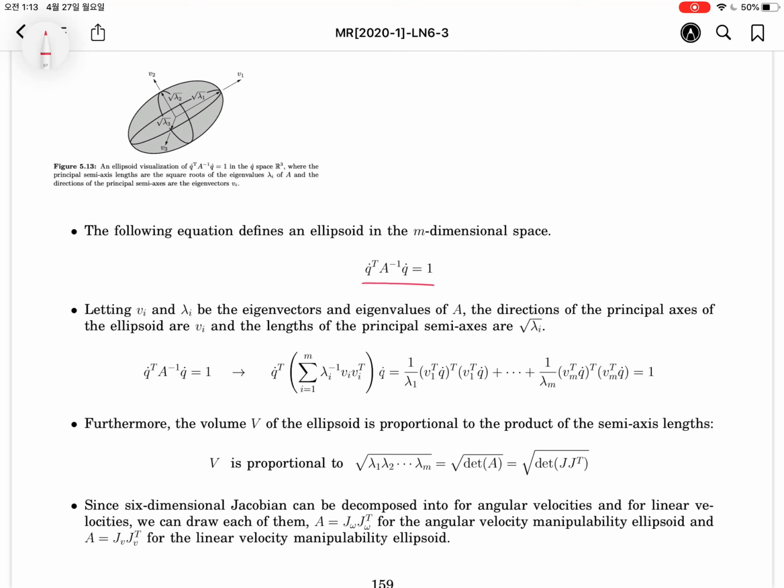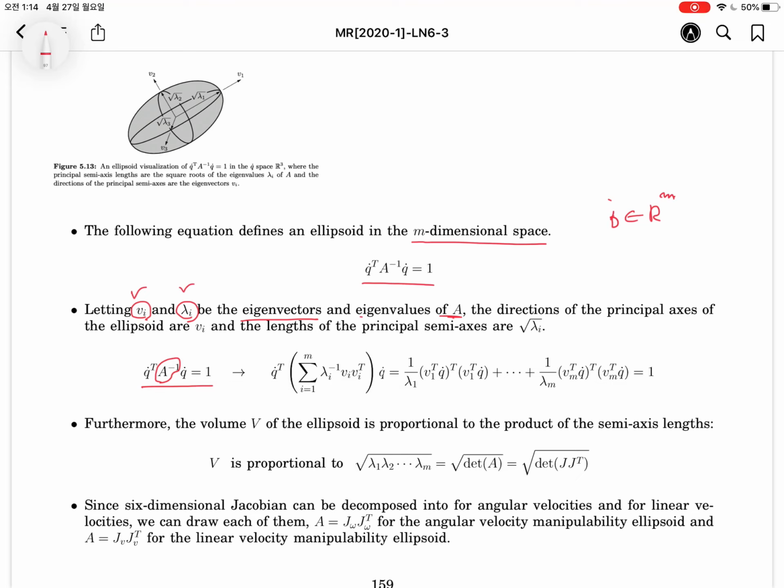Now we will talk about the q dot transpose A inverse q dot as 1. It exists in the m-dimensional space because q dot belongs to R^m. Let's obtain the eigenvalue and the eigenvector of A. The eigenvector is denoted by v_i and the eigenvalue is denoted by lambda_i of the A matrix. Here, the A inverse is required for this equation.